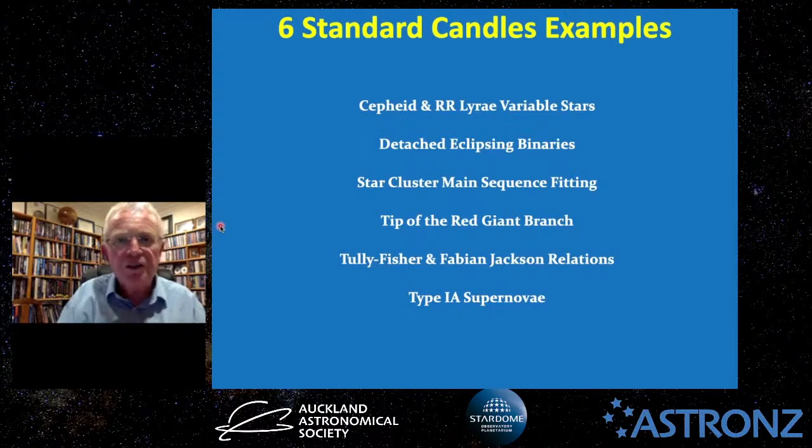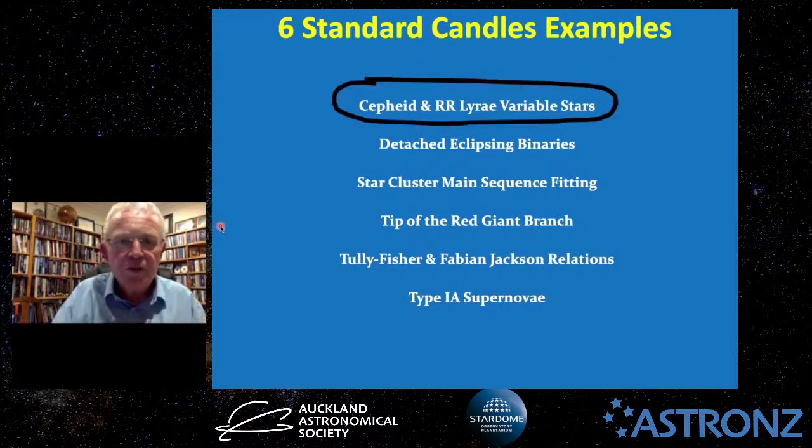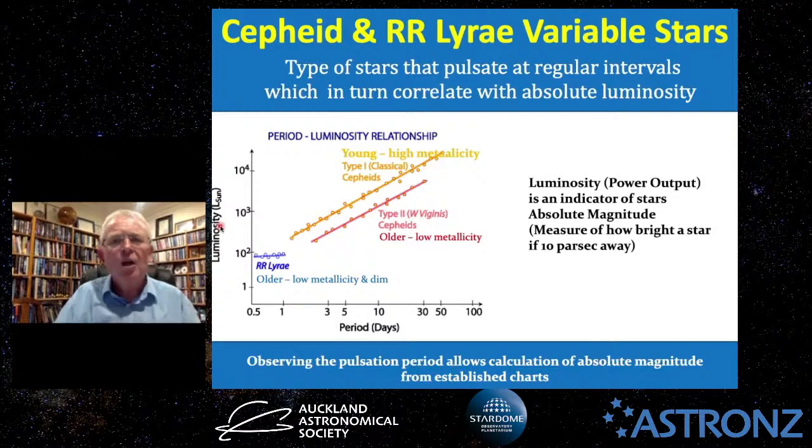So now we've got 6 examples here of standard candles. The list is by no means exhaustive, but these are 6 that you often see. First of all, Cepheid and RR Lyrae variable stars. So what are they all about? Well, they are a type of star that pulsates. They're called variable stars for that reason. They pulsate, but they pulsate at regular intervals.